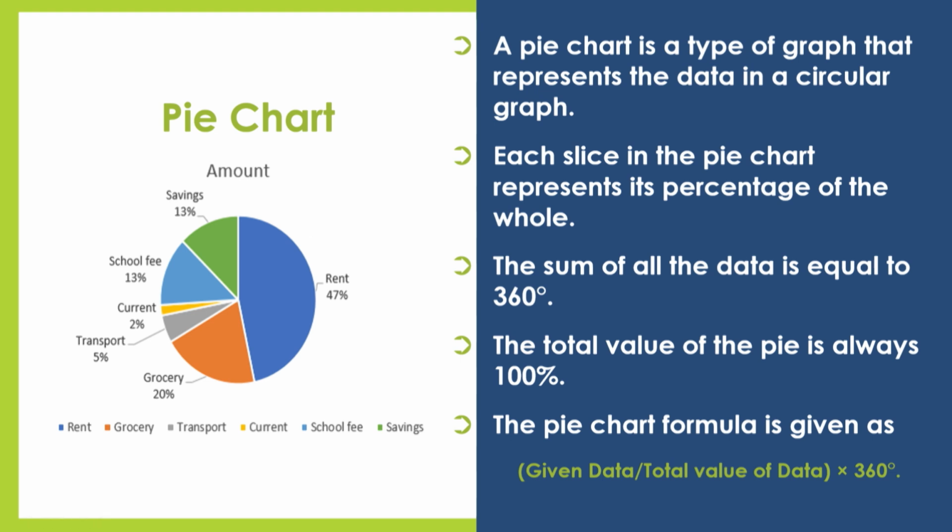Here in this pie chart we see that it is divided into 100%: 47% for rent, 13% for savings, 13% for school fee, 2% for current, 5% for transport, and 20% for grocery. If we add all these percentages, you will get 100. The pie chart is always 100%. If you want to know the degree of a particular slice, we may use this formula: given data divided by total value of data, times 360, and you will find the degree of each slice.